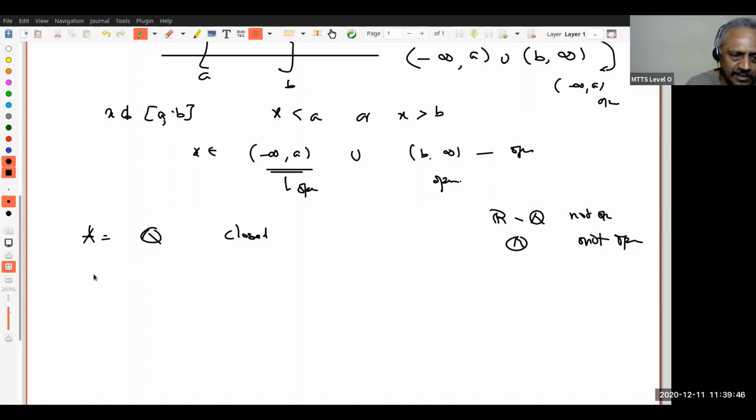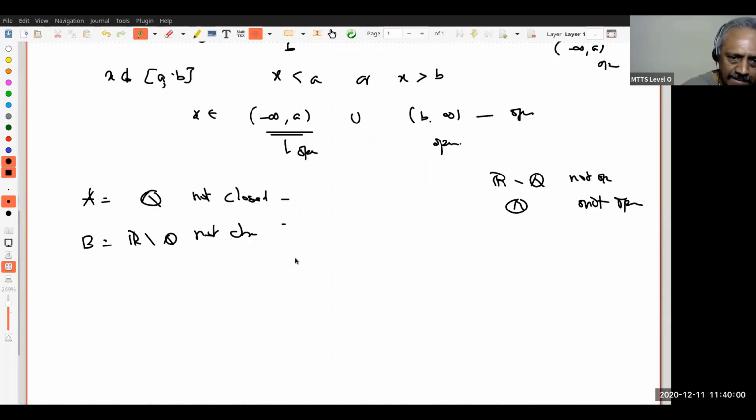And similarly, when I take B equal to R minus Q, that is also not closed. Why? Because what is its complement? Q, but that's not open. Therefore, these are not closed. Yeah? Okay. Let us look at one more example.